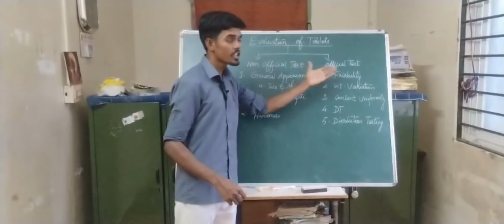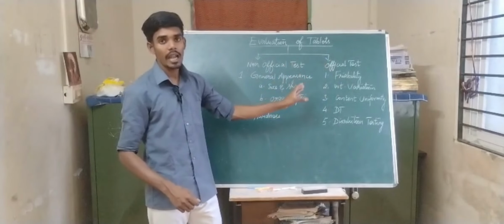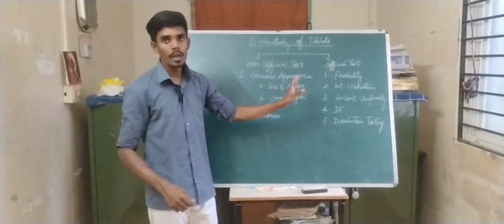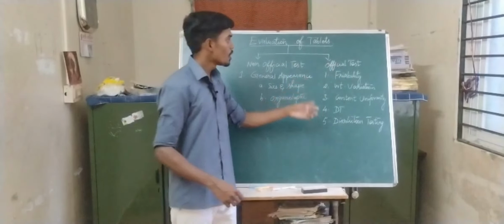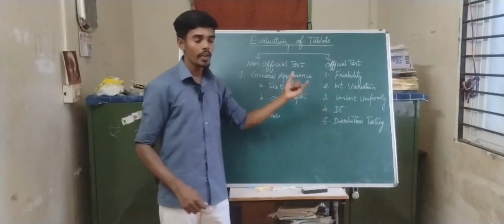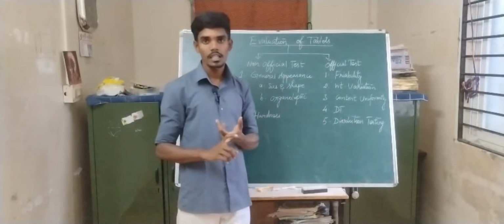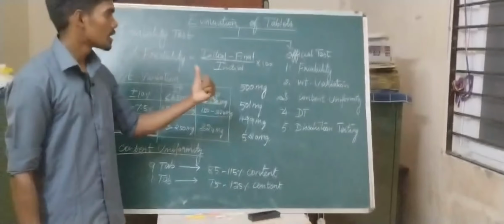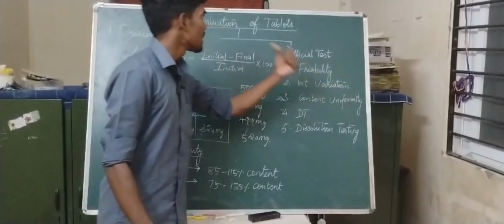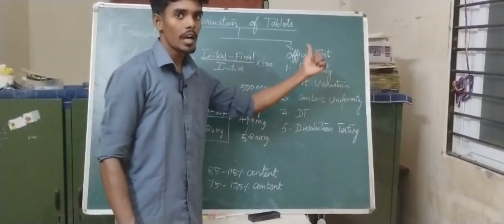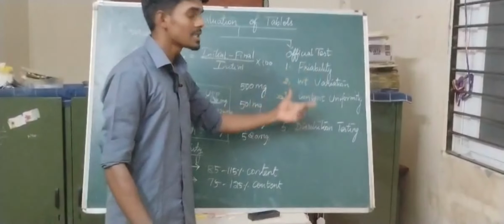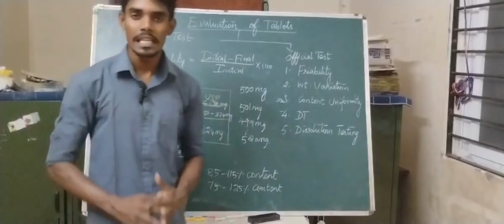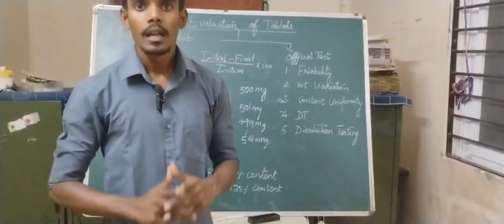And moving on to the official tests, these are usually categorized in the Indian Pharmacopoeia or any other pharmacopoeias. So the official tests include the friability, weight variation, content uniformity, disintegration time, and the dissolution time. Further, we are moving on to the topic of official tests for the tablets. In these official tests, we have 5 subclasses: one is the friability, the second is the weight variation, the third is the content uniformity, the fourth is the disintegration, and the fifth is the dissolution testing.